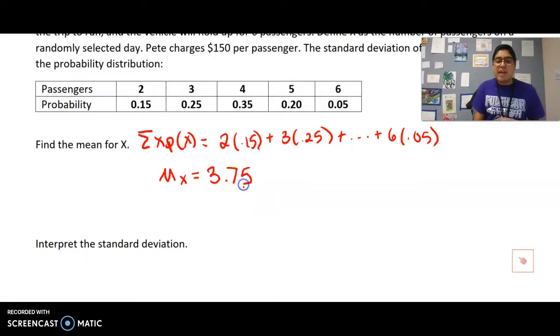So if I were to interpret that, it would sound something like, in the long run average, we'd expect the number of customers or the number of passengers to be about 3.75 passengers. So that's pretty reasonable given that it varies between 2 and 6.